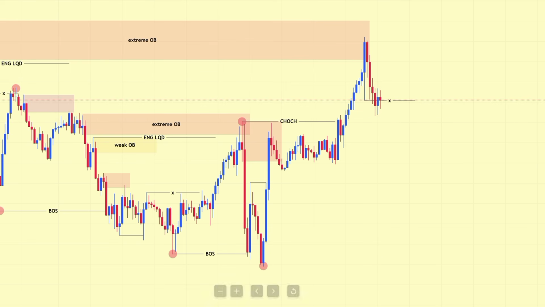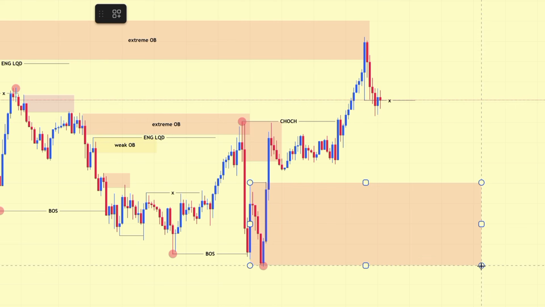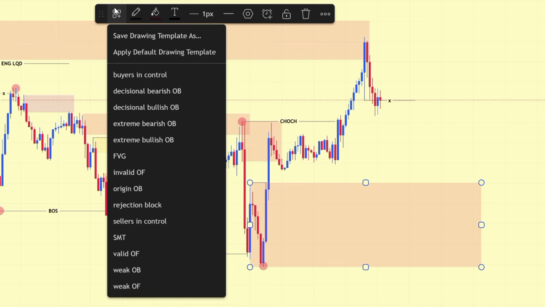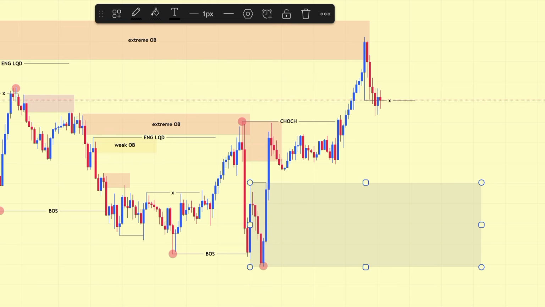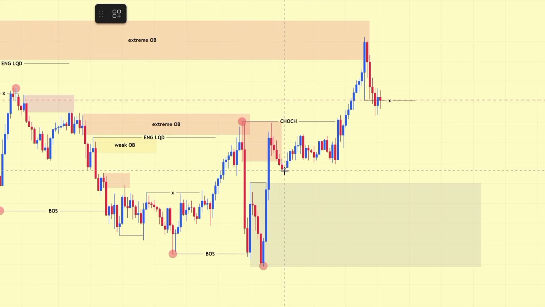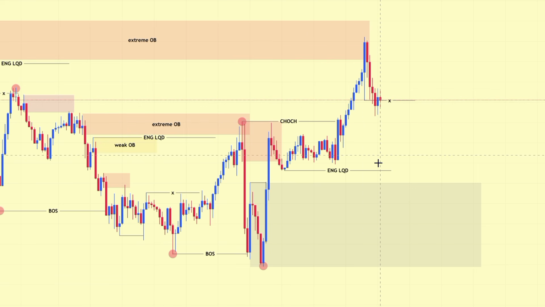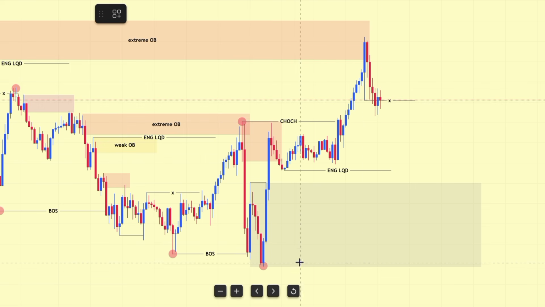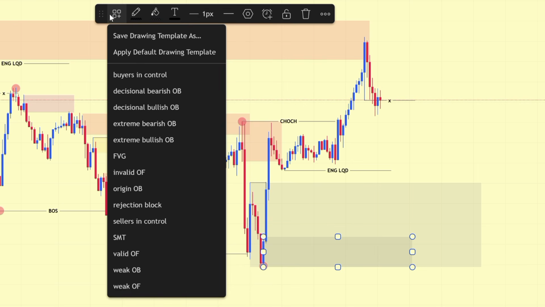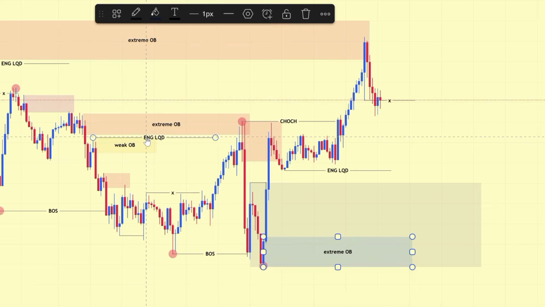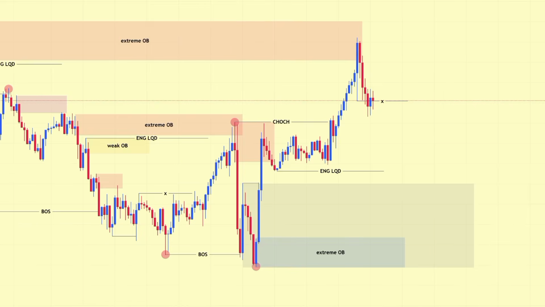Okay, so price has taken out the major inducement, and I can clearly see this one here is our extreme order flow, exactly right there. So extreme order flow, so valid order flow. Of course, the engineering liquidity is none other than this one here. So that is our engineering liquidity. And of course, I don't see any decisional here. So the extreme is none other than this one here. So that's our extreme order block. Yep, and I think the dealing range is now fully marked.